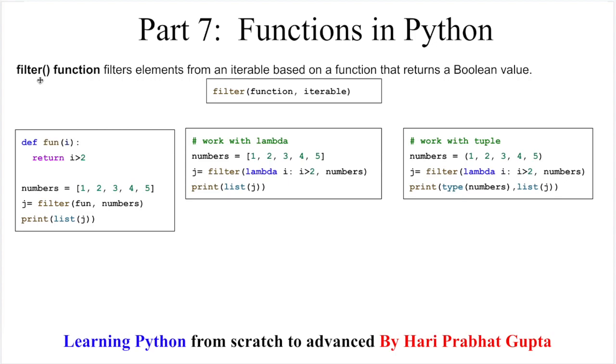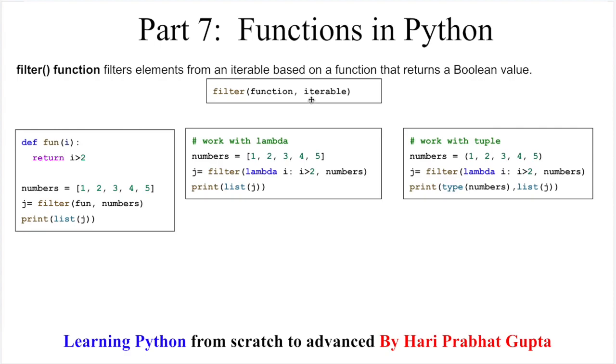Now we talk about the second built-in function, the filter function. The filter function in Python takes two arguments. One is the function and the other is the iterable. The function, often called a predicate, takes in an element from the iterable and returns a Boolean value which indicates whether or not the element should be included in the output.